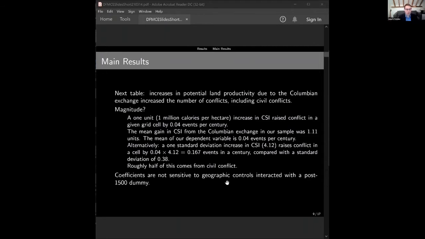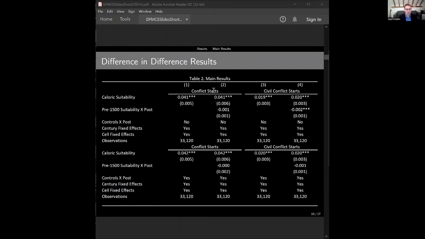So the main result, what I'll show you, is a regression of conflict starts in century t, in grid cell i, first, just on caloric suitability, which varies over time due to the Columbian exchange, controlling only for century fixed effects and grid cell fixed effects. To control for potential tree trends, we can take the suitability for Old World crops and allow that to vary with post. If you don't want us to look at all conflicts, but instead civil conflicts, we can use that as a dependent variable. And if you want us to take our time-varying controls and interact them with post, we do that in the bottom panel.